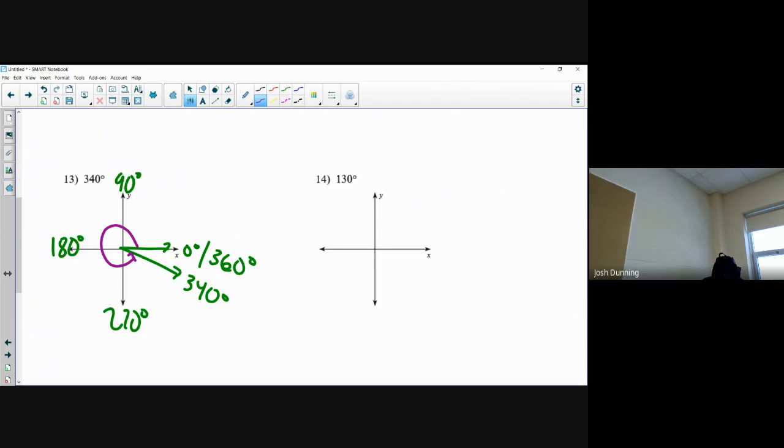14. 90, 180. So 130 is somewhere in between there. There's my starting. There's my 130. And then just remember, you got to show you went that way. And when I say that way, it's the way we're naming the angles. There's 90 degrees. There's 180 degrees, 270, and 360 to get back to where you started.